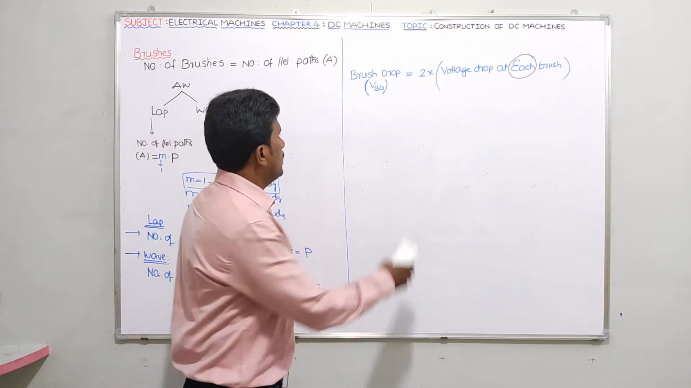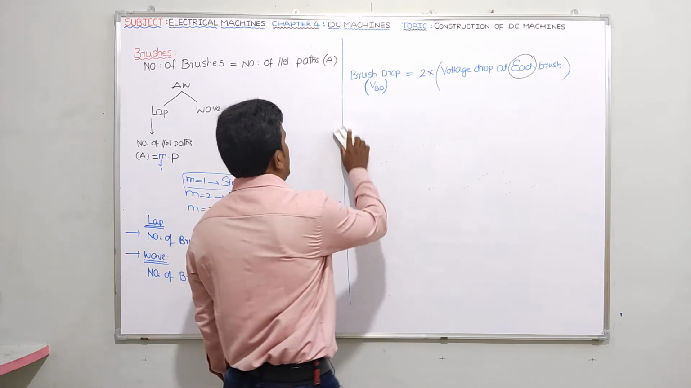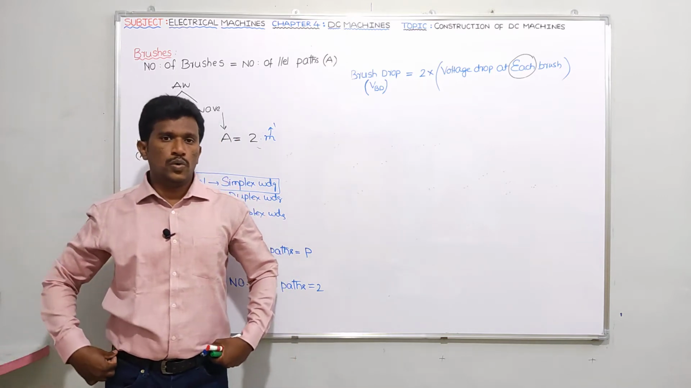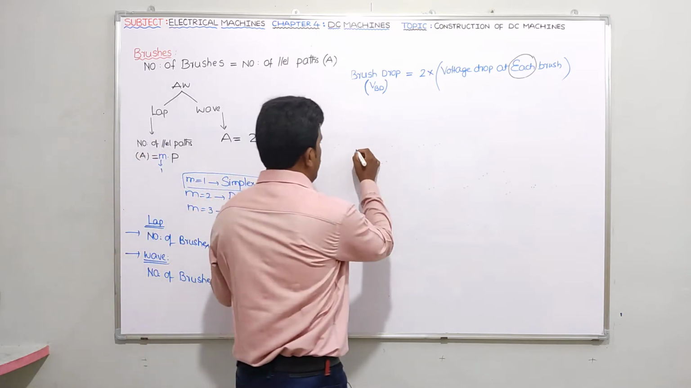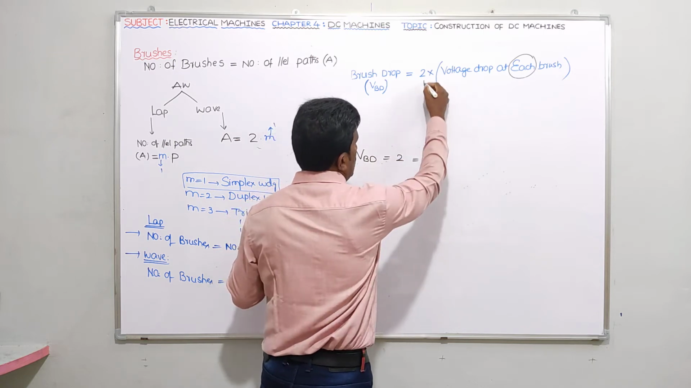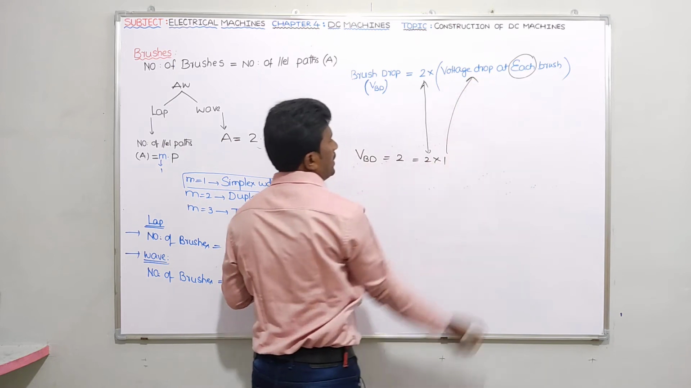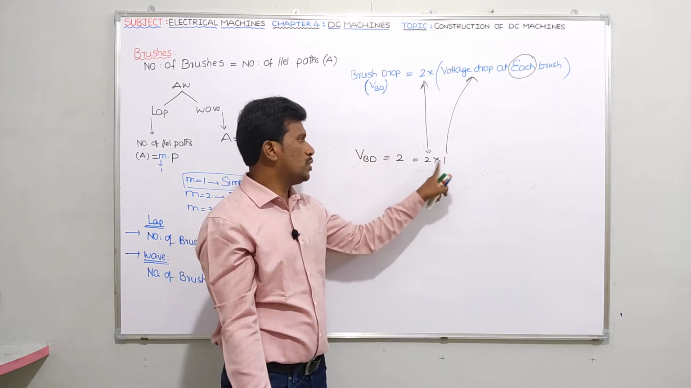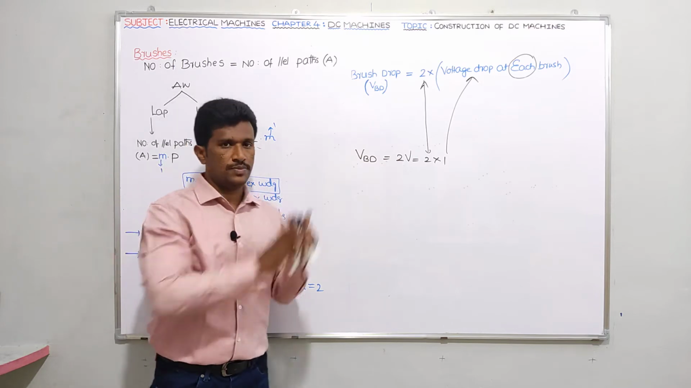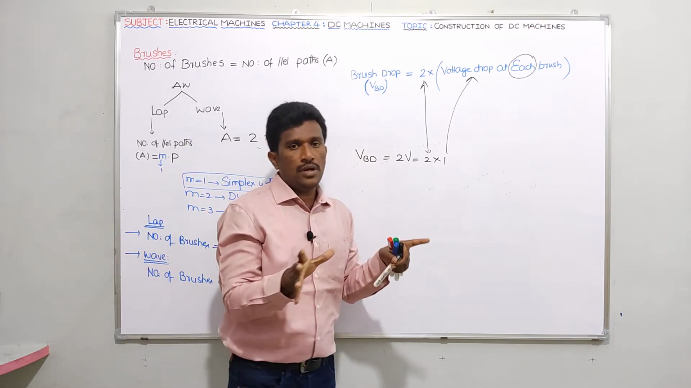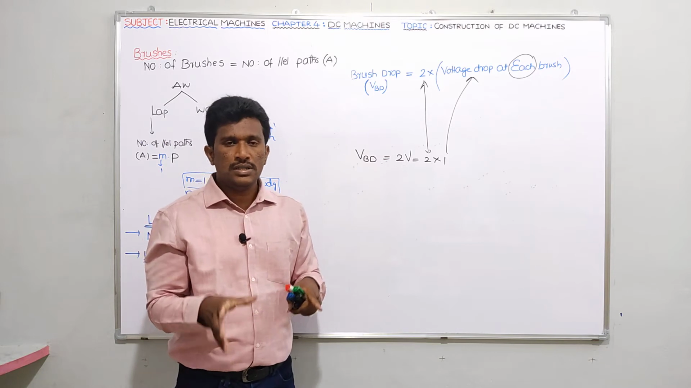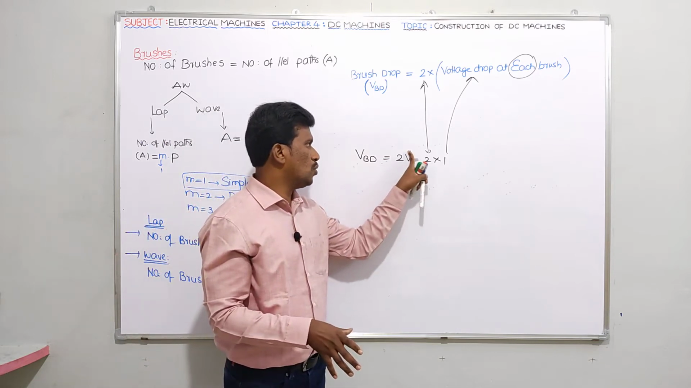Next point: if brushes are made up of carbon, VBD equals 2 volts. What is the meaning guys? VBD 2 volts means 2 into 1, no? Here the 2 means 2, and this 1 means the voltage drop at each brush, which is indirectly 1 volt. 2 into 1 gives 2 volts here. If brush is made up of carbon, VBD equals 2 volts. Please note down. Generally, commonly we will be taking this value only, because commonly brushes are made up of carbon only. That's the reason why VBD should be taken as 2 volts generally.